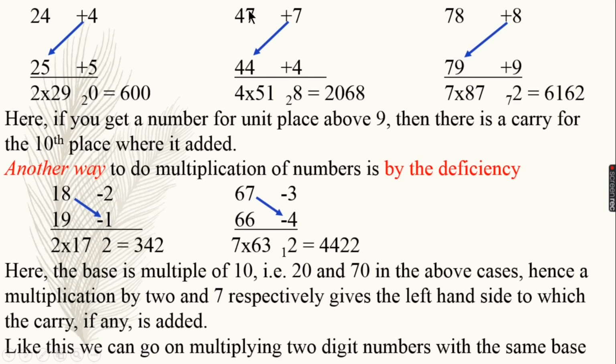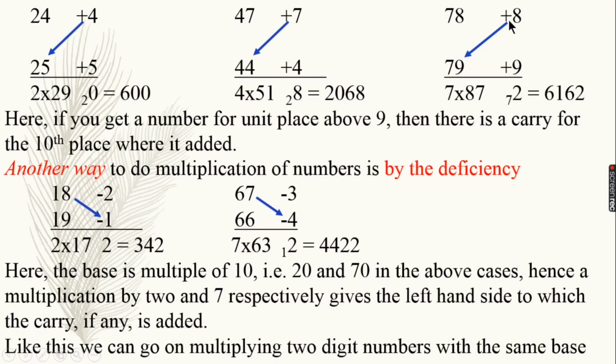Here the base is 40. You have 7 above 40 and you have 4 above 40. 4 into 7 is 28, so there is a carry of 2. 44 plus 7, or 47 plus 4, is 51. 40 being the base, 4 into 51 is 204 plus 2 is 206. So 206 is the answer.